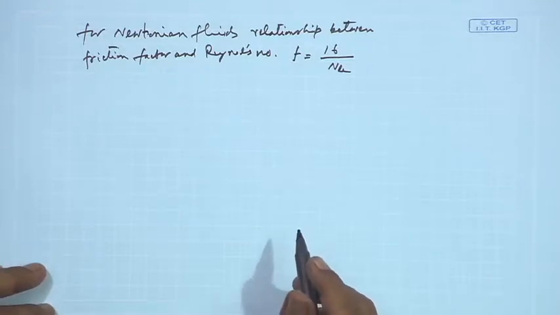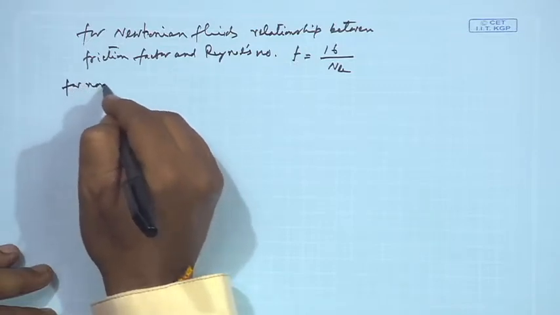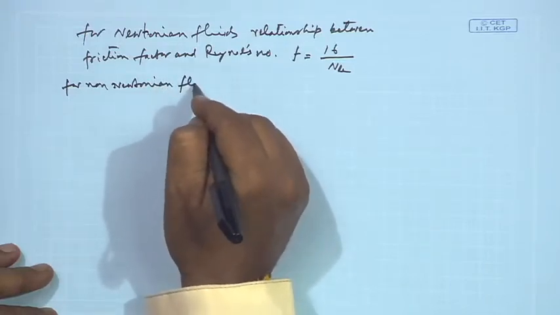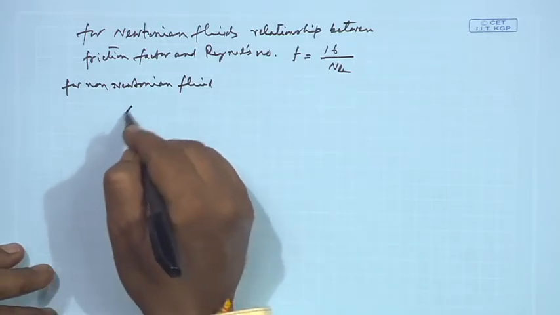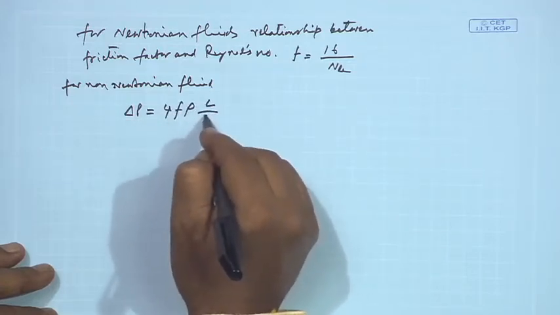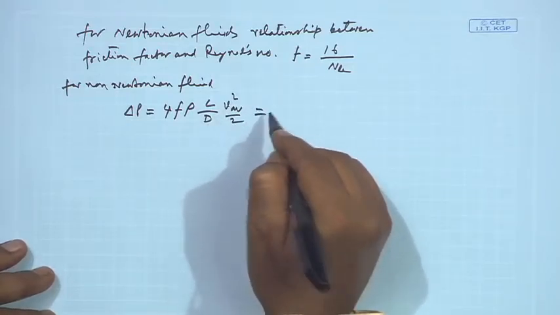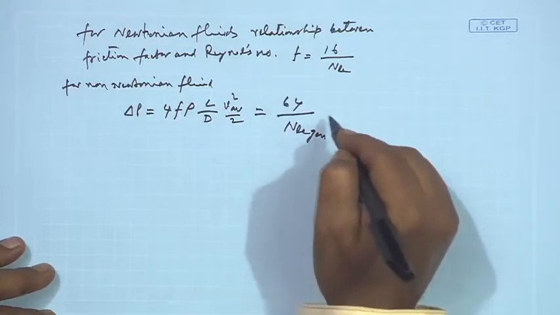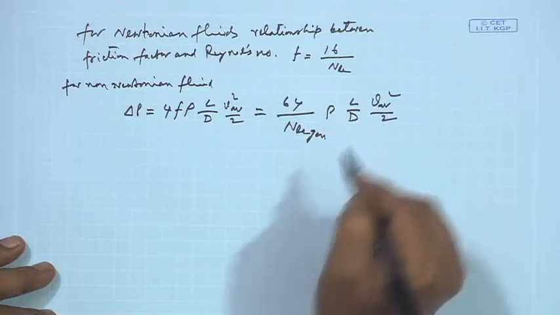Right. Now, for the same pressure drop of a non-Newtonian fluid flowing through the pipe, in an identical situation, we can write delta P equals 4 F rho L by D V average squared by 2. This was for Newtonian fluid, which we can write as 64 by Reynolds general into rho into L by D into V average squared by 2, right.